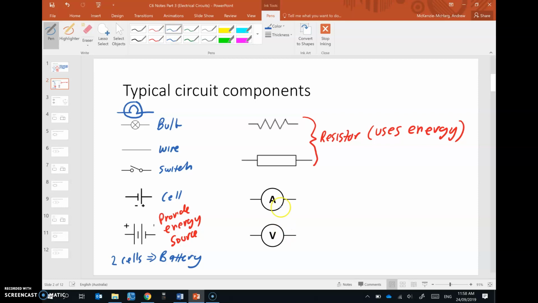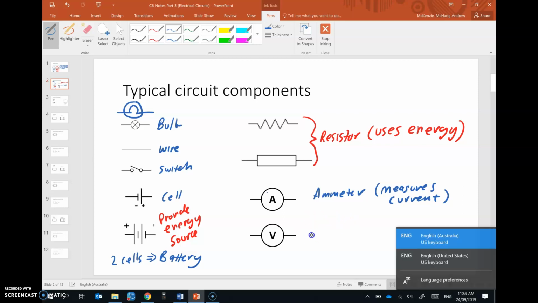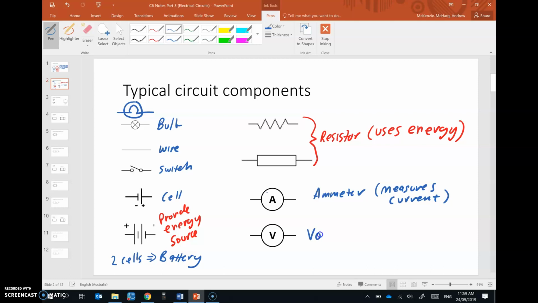A couple more symbols, the last two here. This A symbol is the representation of an ammeter, and an ammeter measures current, that flow of electricity through the circuit. That's what an ammeter does. It measures how quickly the electricity is flowing through a circuit. Last one here, V is a voltmeter, and that measures voltage.